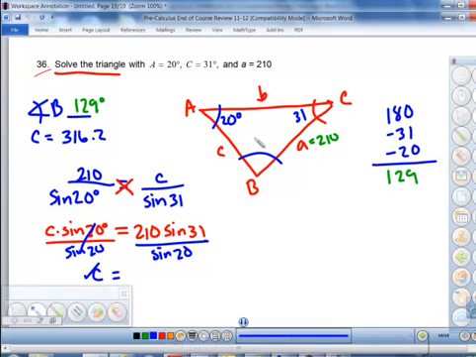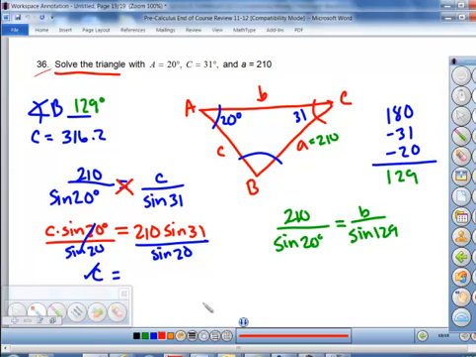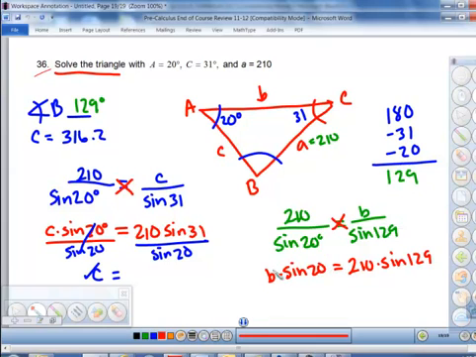We already know what angle B is. Angle B is 129. So I'm going to use law of sines again, and I'm going to stick with what was already given. Okay? So I've got the 210, and then sine of 20 is equivalent to the little b, and then sine of what we got for B, which was 129. So sine of 129. Okay, so same type of story. I'm going to cross multiply, and let's see what we get. So 210 times sine 129, and then b times sine of 20, and then divide both sides by sine of 20.